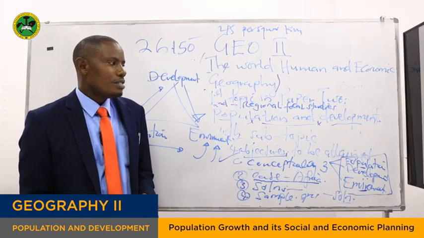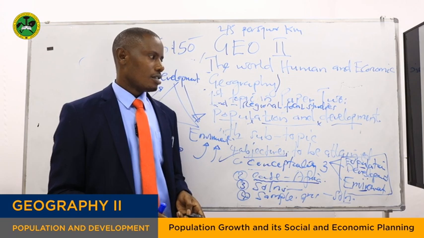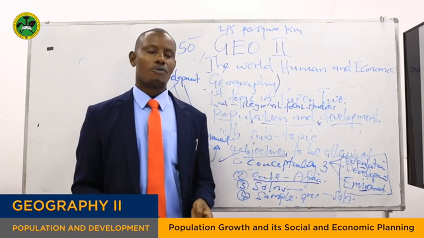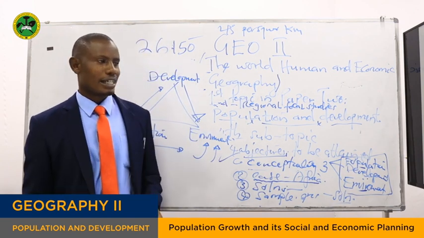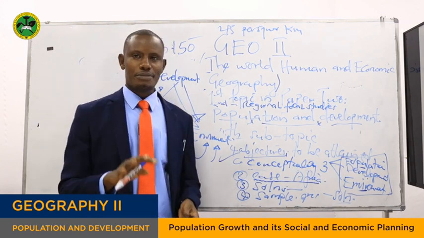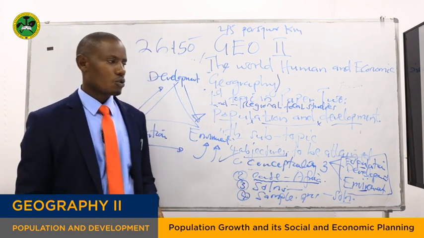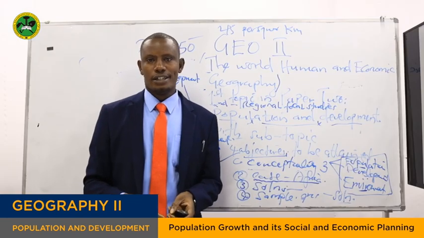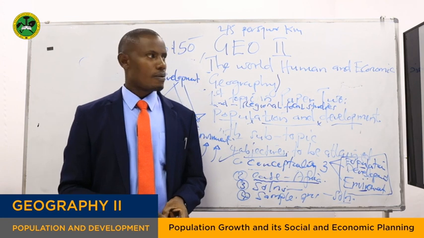But again, you could have been able to put in place a defensive mechanism for African countries. And lastly, we could talk about respectability and recognition from other nations. But in most cases, the African population has turned out to be more of a liability rather than an asset. And this is not only in Africa, but it cuts across all developing countries. That was about the revision pertaining to the problems facing the African continent.